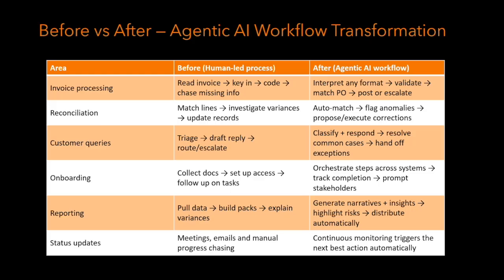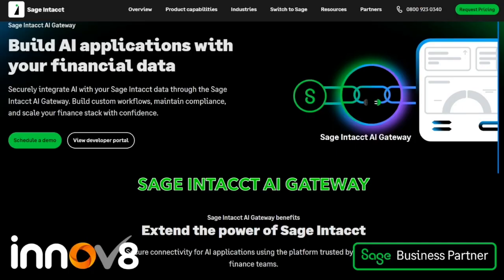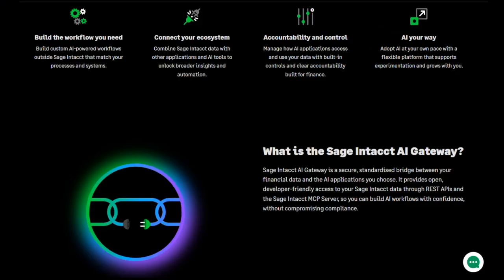Then I want to talk about, and again this is extremely exciting, Sage Intacct AI Gateway. What is that, I hear you ask. Sage Intacct AI Gateway is being developed to plug our Sage Intacct instance into our Copilot, our Claude, our ChatGPT. So with these AI systems that we have, we can tap into our financial ERP product in Sage Intacct. What that's going to give us in the future is the ability to build out workflows, connect ecosystems, and translate financial data and information across our different business systems.